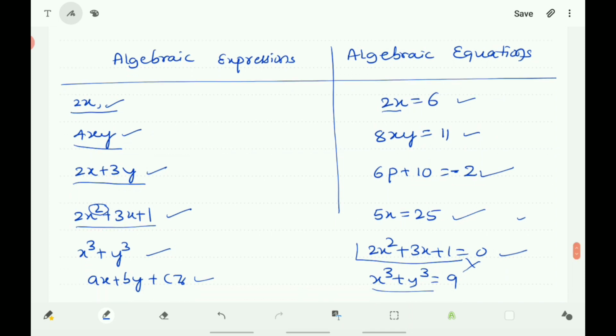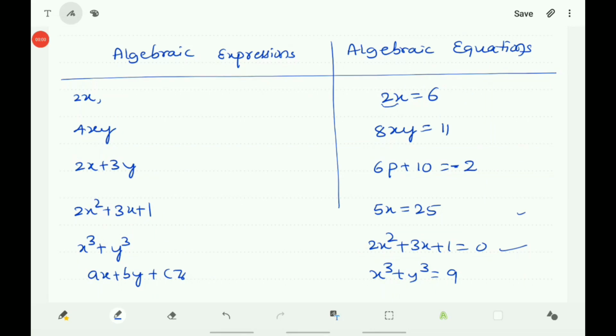In 2x square plus 3x plus 1 equals 0, it is also an algebraic equation, with LHS and RHS both equated by the equality sign. In x cube plus y cube equals 9, the LHS is x cube plus y cube and 9 is the RHS, which is a number. Therefore, it is clear that an algebraic equation has two expressions on both sides of the equality sign.